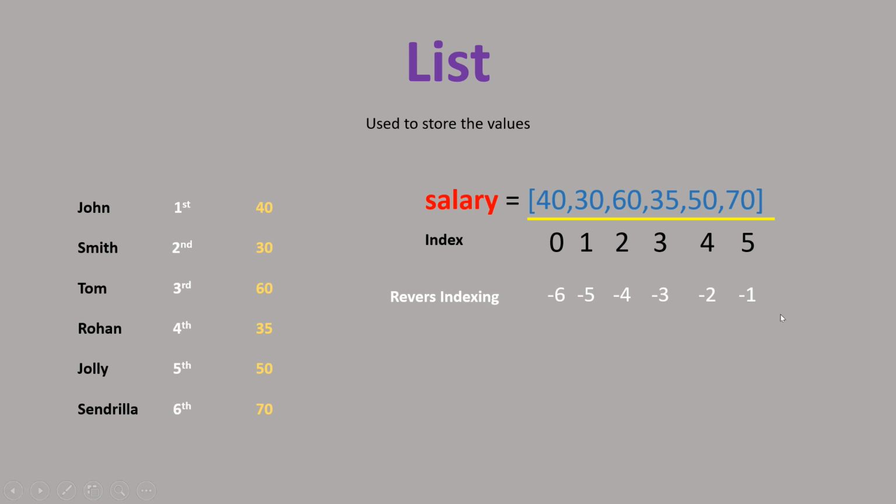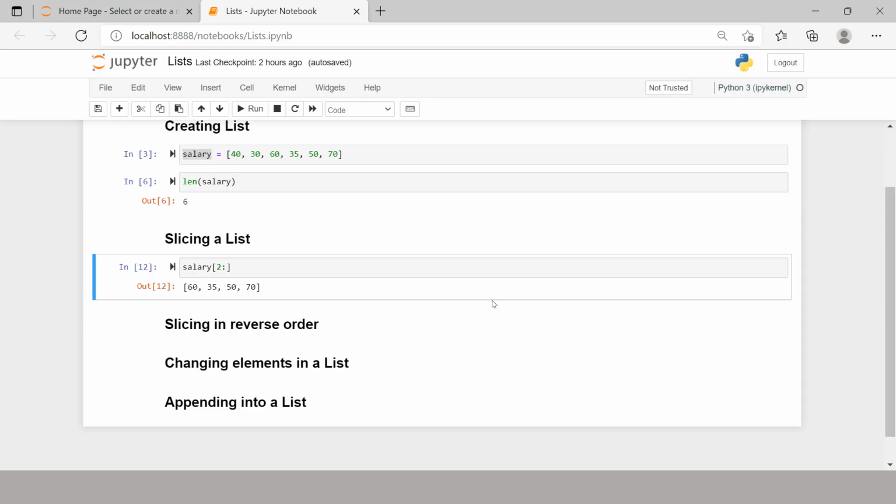So if you see in reverse indexing, it starts from minus 1, while in normal indexing it starts from 0. Okay, this point needs to be noted. So if you want to access the last element, you simply gonna say minus 1. If you want to access the second last, you simply gonna say minus 2, right? So let's try this.